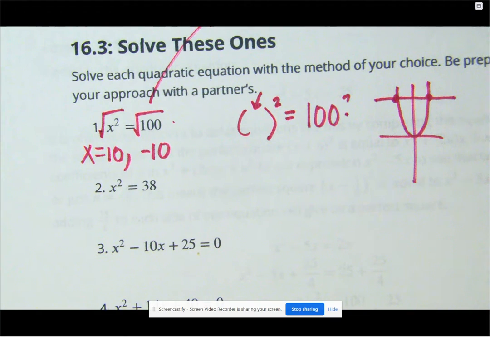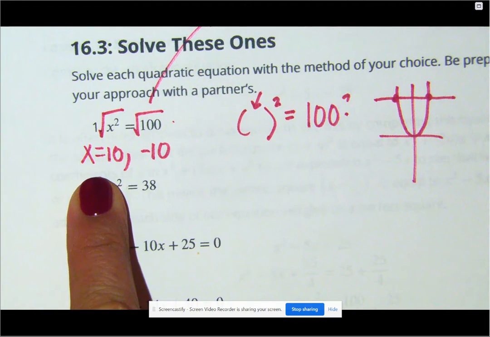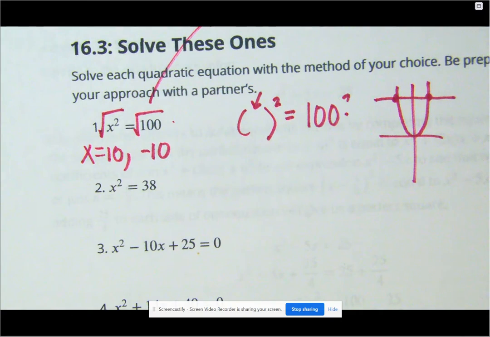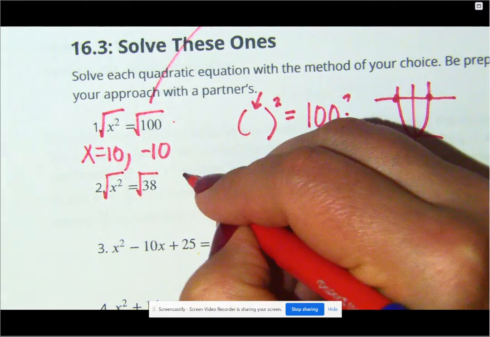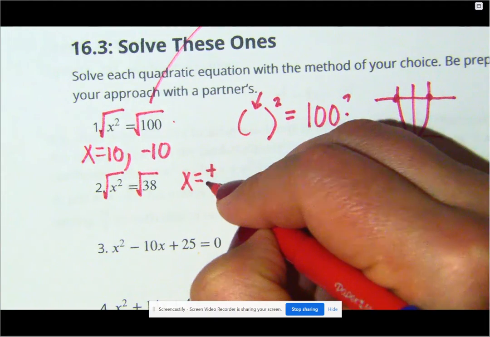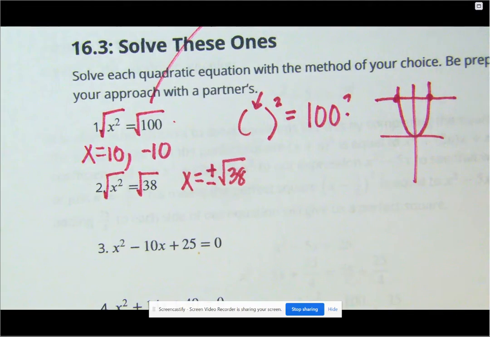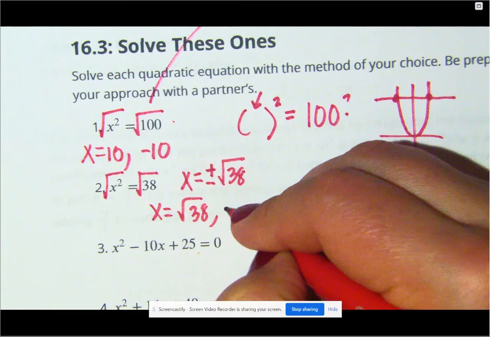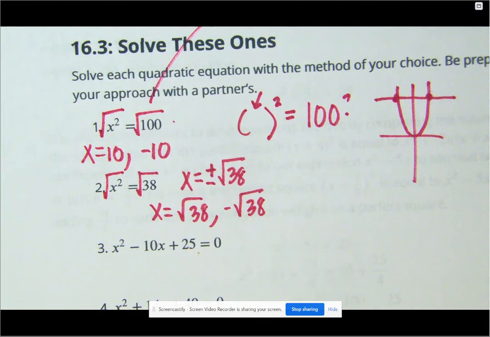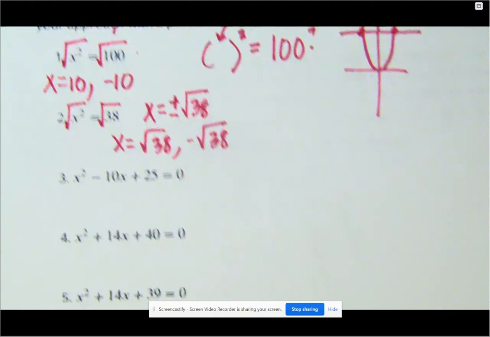All right, the second one looks almost the same as number one, right? We could try to do this mentally. What number squared makes 38? Well, I don't know about you, but I don't know what that number is. Because I know 6 times 6 is 36, and then 7 times 7 is 49. So it's somewhere between like 6 and 7. So since it's not an exact number, we're going to have to leave it as a radical. So square root, x equals either the positive or the negative square root of 38. And you can write them out separately if you want. So that's x equals the positive square root of 38 and negative. I'm going to leave them in radical form because they don't come out as an exact number.